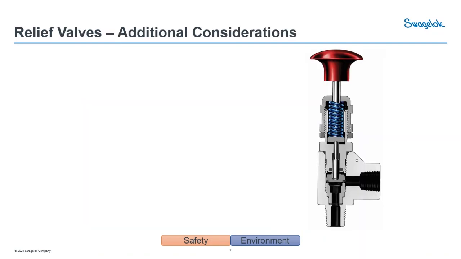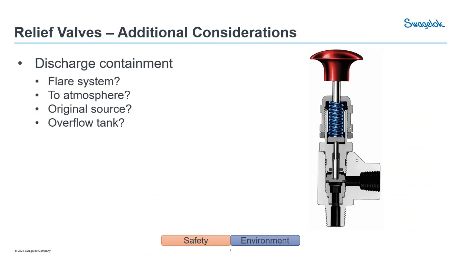And then some additional considerations when we're talking about relief valves. One of those is your discharge containment. When that relief valve opens, it is discharging your system fluid somewhere. Is it going to a flare system? Is it just going to atmosphere, back to the original source, or an overflow tank? We want to make sure that we're understanding where that fluid needs to go.